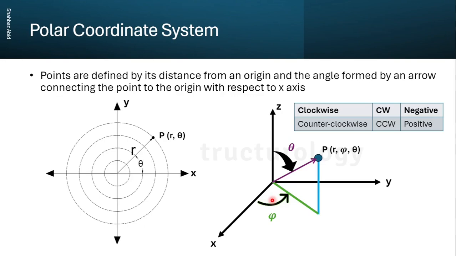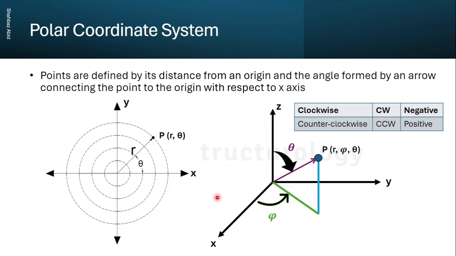In the polar coordinate system, the position of an object can be obtained as the distance from the origin to that object and the angle created from the reference axis. Now in the case of the two-dimensional polar coordinate system, the angle is usually taken from the positive x-axis. If the angle is clockwise, that is going to be a negative angle, and if the angle is counterclockwise, it's going to be considered a positive angle.